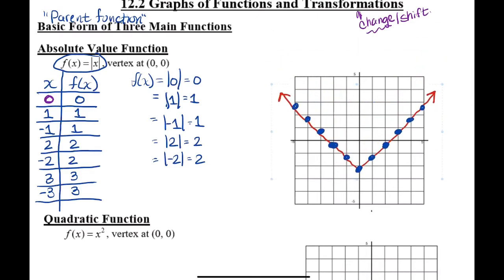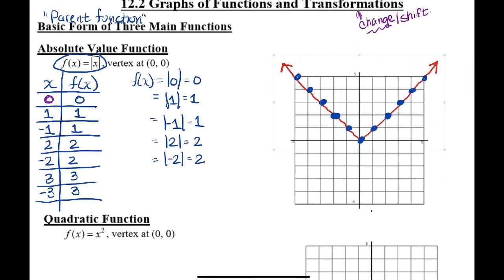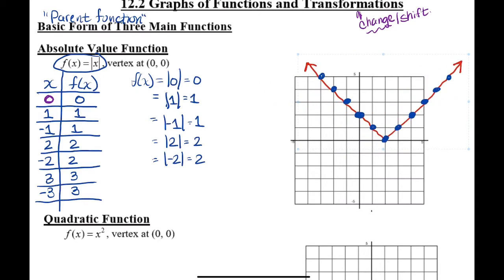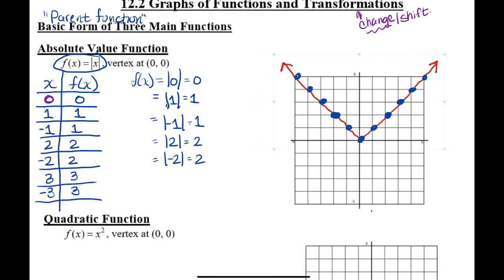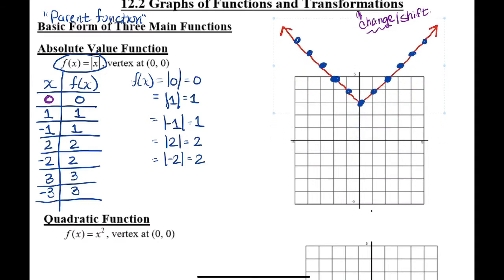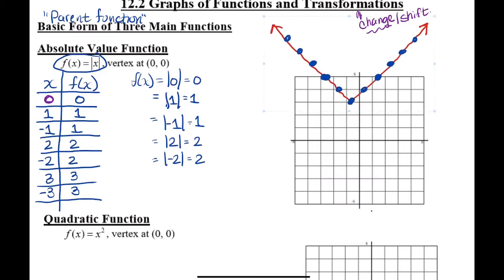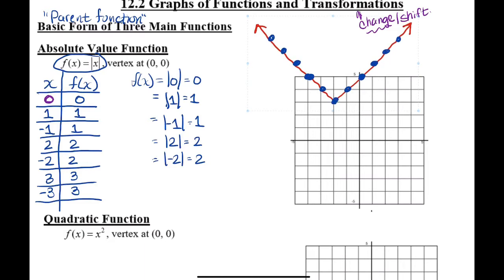So vertical shifts, it's going to go up, and horizontal shifts, it's going to go right or left. So this is going to be a horizontal shift. This is going to be another horizontal shift in the opposite direction. And sometimes, and we're going to get there too, it'll be a combination of both. It might be a vertical shift of, let's say, up 3, and then perhaps a horizontal shift of left 2. So that's where it shifted.